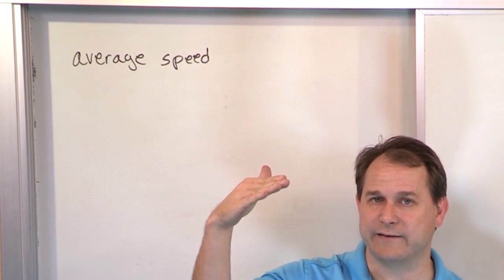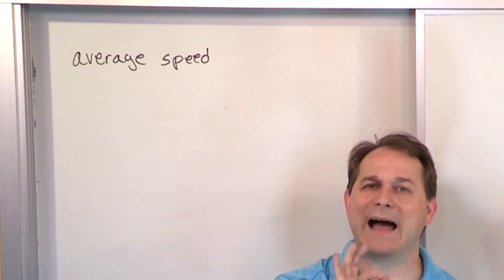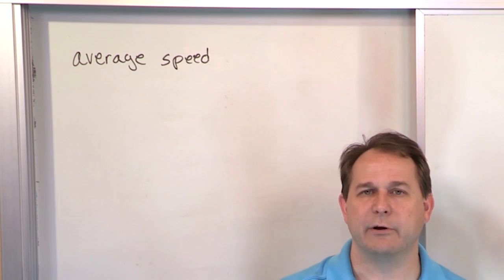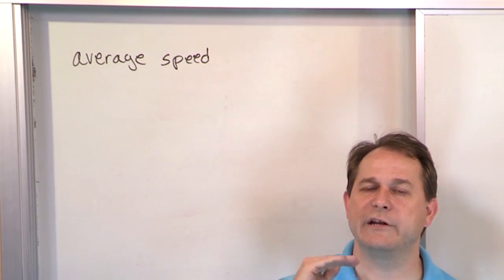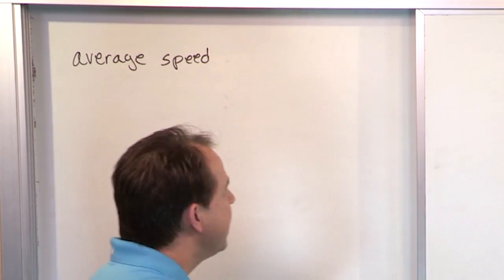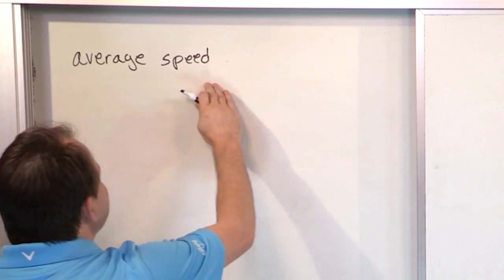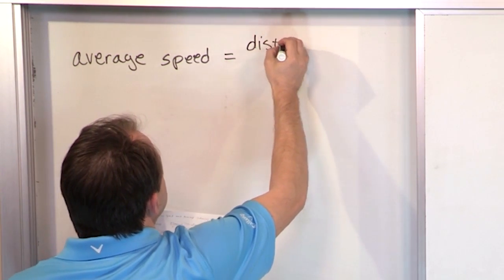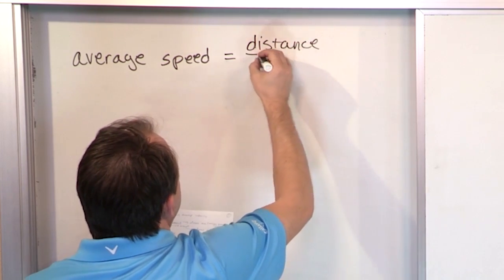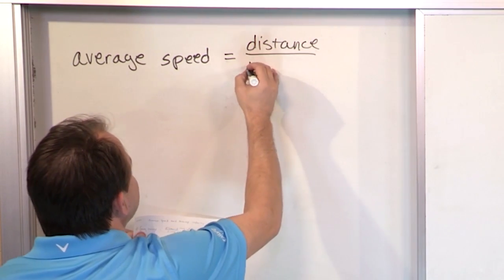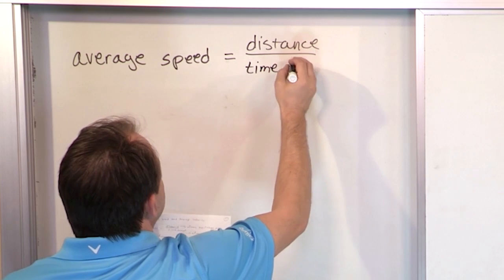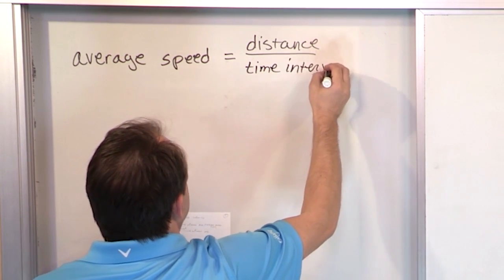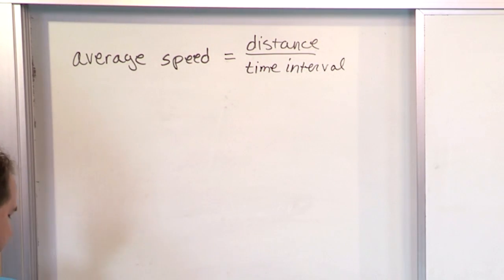So it's distance on the top, per hour, or time on the bottom. It's always distance on the top of the unit, time on the bottom of the unit. And that means that you already know the equation for the average speed of anything. It is how far did you travel, the distance, divided by how long it took, the time interval.